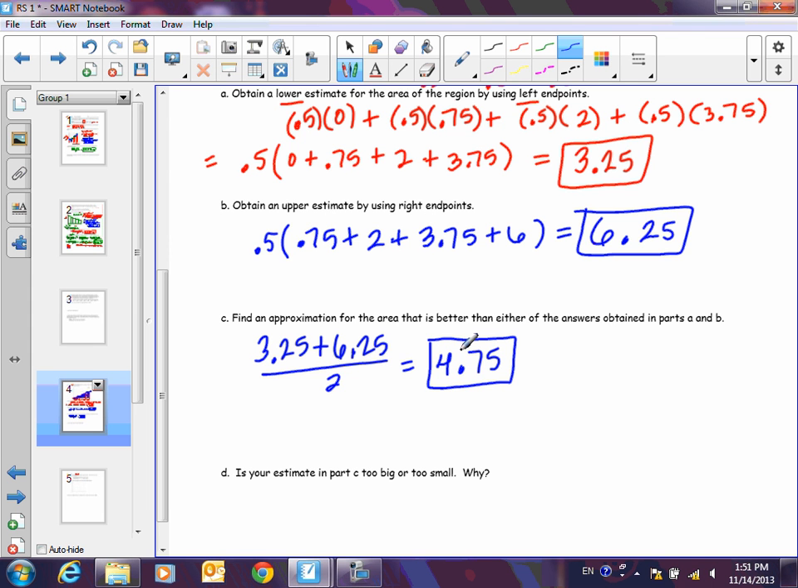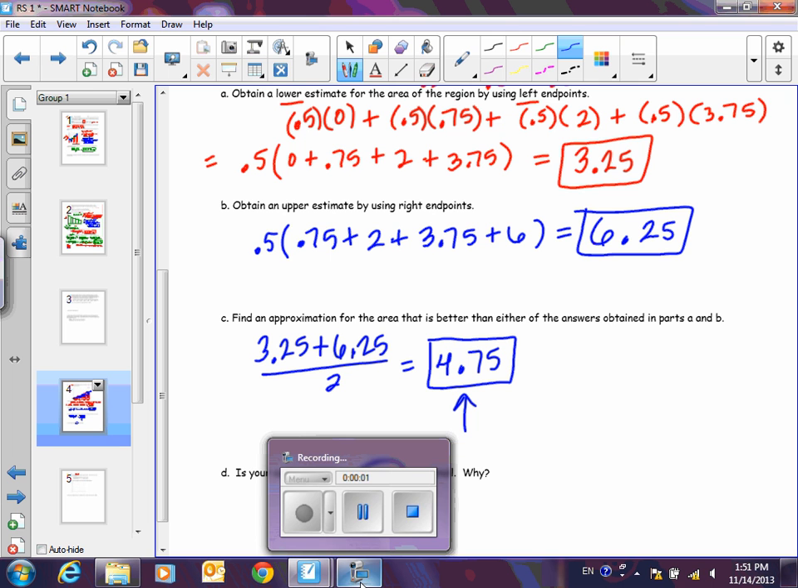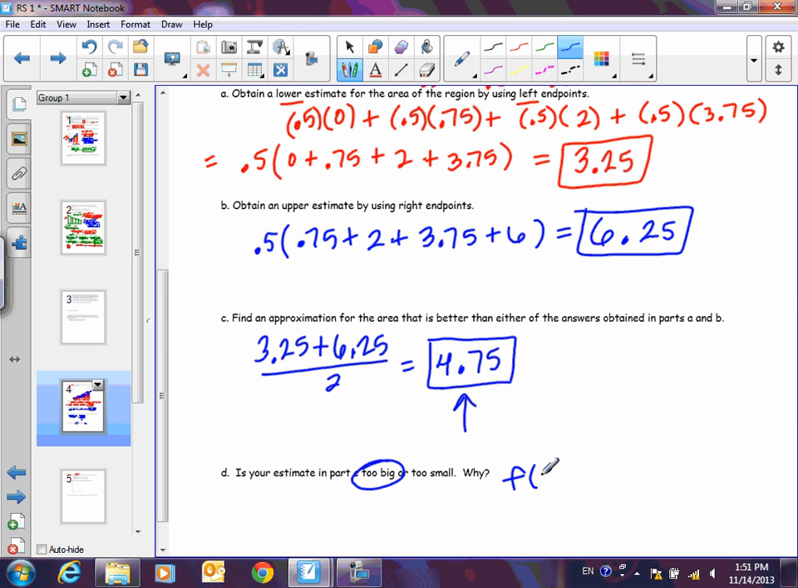So the question now is this: 4.75, is this answer too big or too small? Is it an overestimation or underestimation? It's over, so it's too big. Why? Because f of x is concave up.